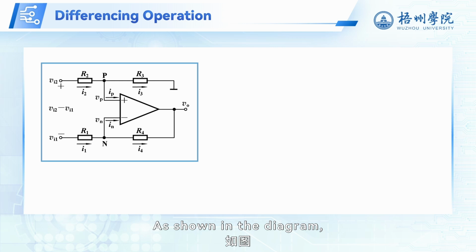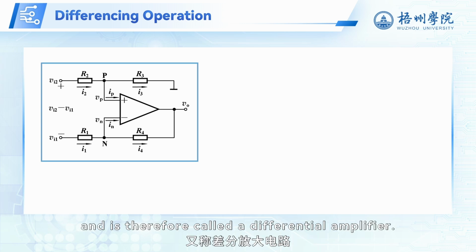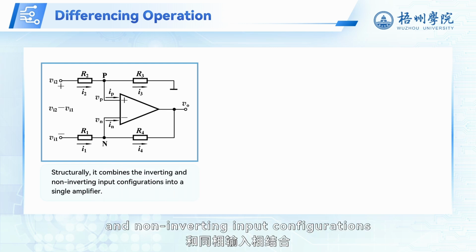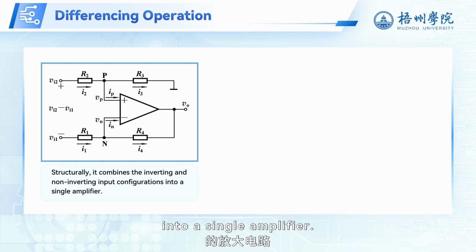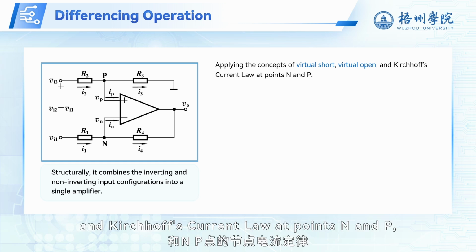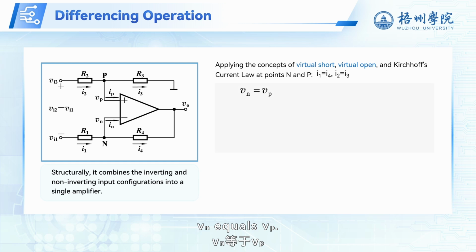As shown in the diagram, this circuit is designed to subtract two voltages, V1 and V2, and is therefore called a differential amplifier. Structurally, it combines the inverting and non-inverting input configurations into a single amplifier. Applying the concepts of virtual short, virtual open, and Kirchhoff's current law at points N and P, we obtain I1 equals I4, I2 equals I3, Vn equals Vp.